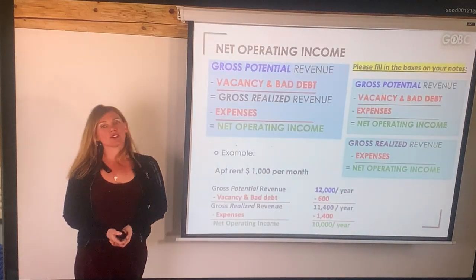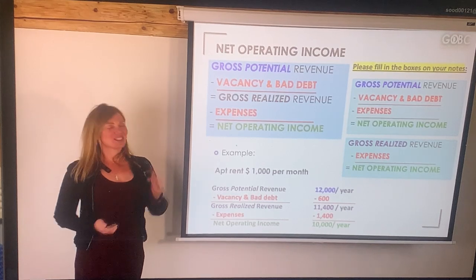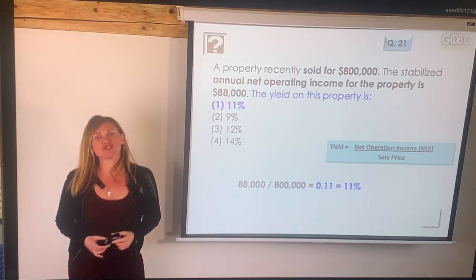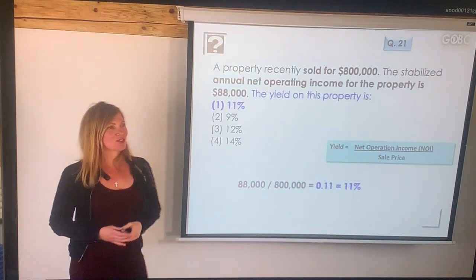So sometimes they'll be not nice to you, and they're not going to tell you the NOI. They're not going to tell you that net operating income in the question. And this is where you have to do one extra step to find the NOI before you can divide it by whatever is given to you elsewhere in the question. Right? So the NOI could be missing.